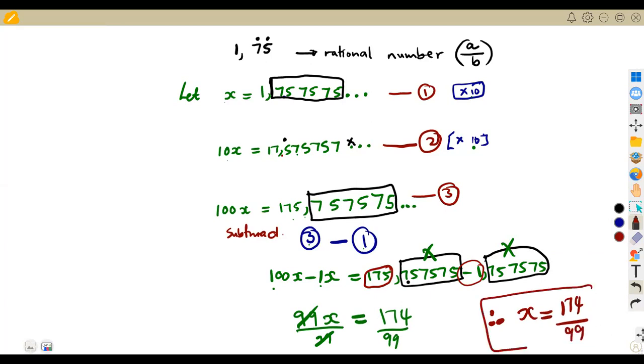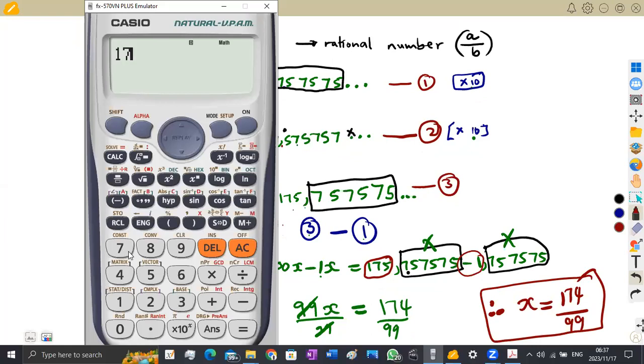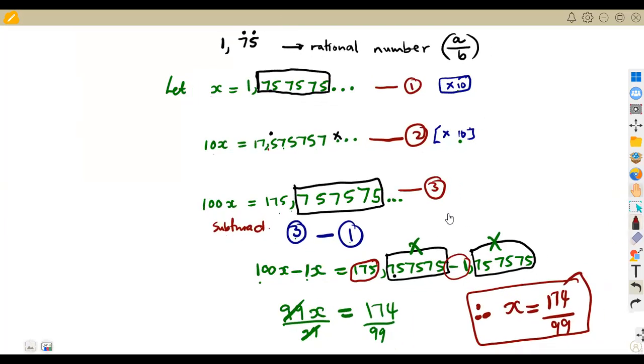Like this, which is a rational number because we have expressed it as a fraction, as a ratio of two integers. Also, this one you can reduce. You can check if it reduces further on your calculator. Maybe it reduces further. We can write the simplest answer. That's 174 over 99, and it can be reduced further. That's 58 over 33.